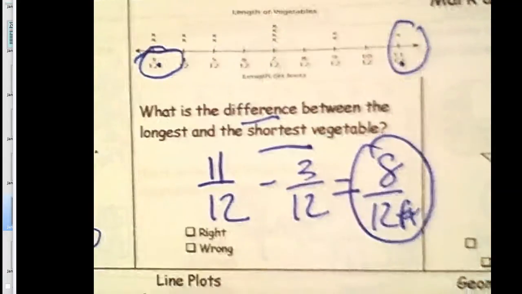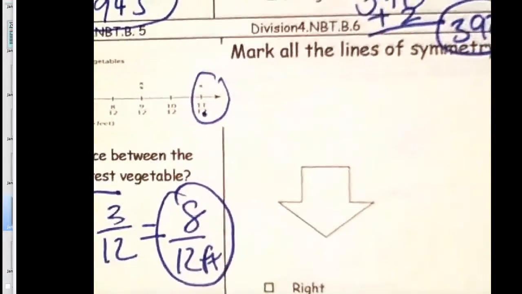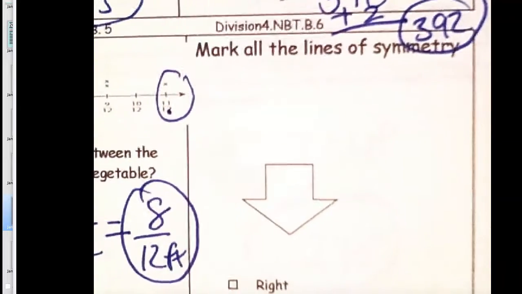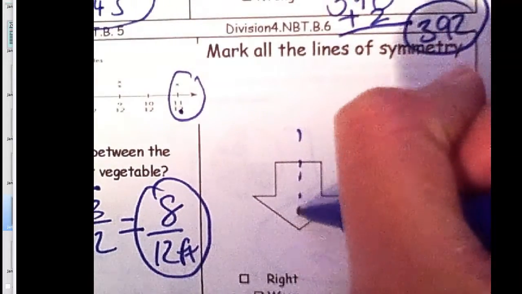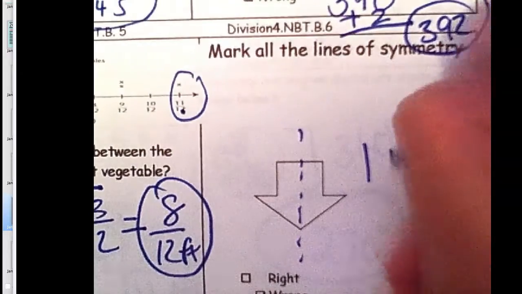Alright, let's move right along to our last question. Mark all the lines of symmetry. We have an arrow here, so the line of symmetry would be right over here. You have one line of symmetry.